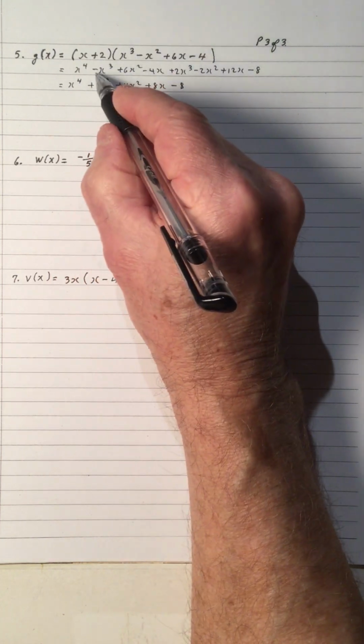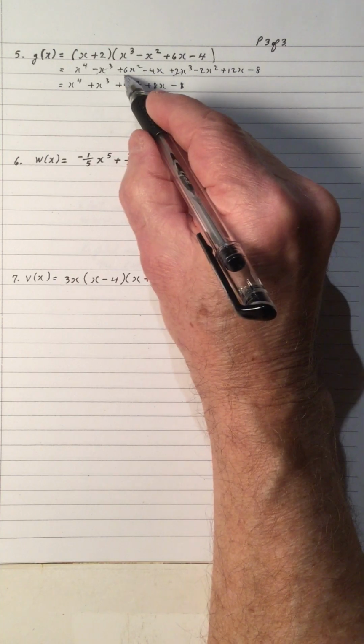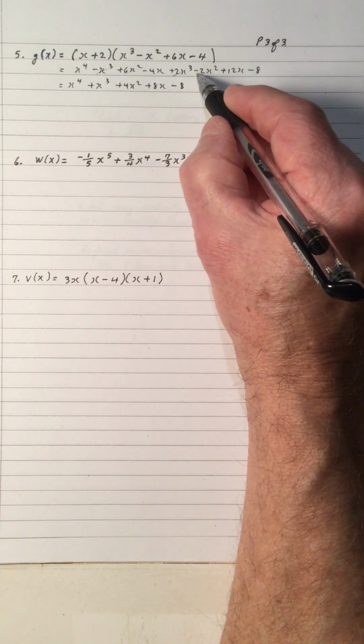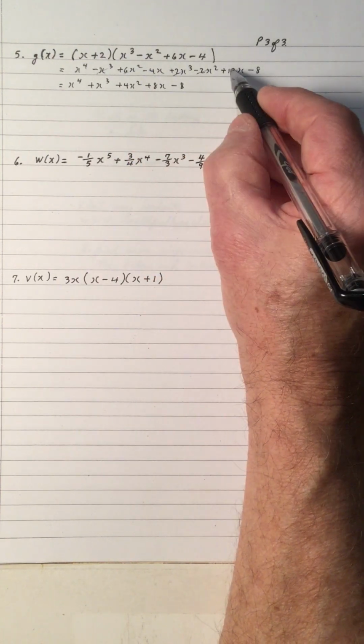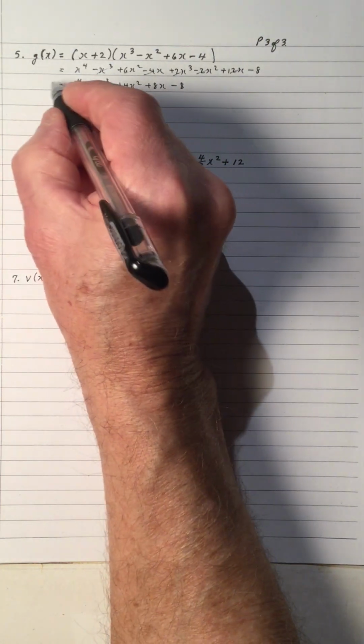So the x cubes, you just cross them out as you deal with them. Yep, that's a 1. The squares is 6, that's a 4. And negative 4 and 12 is an 8. Make sure I got them all. Notice they're in descending order.